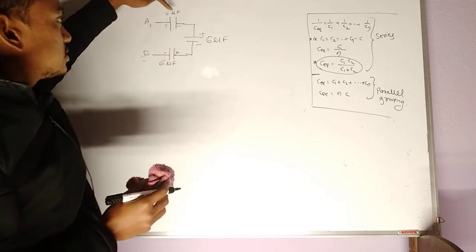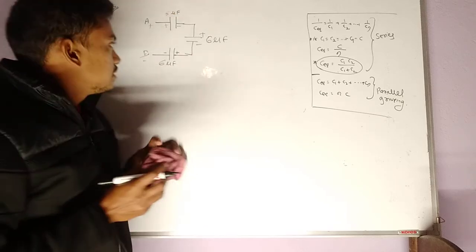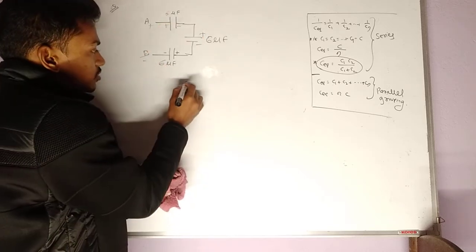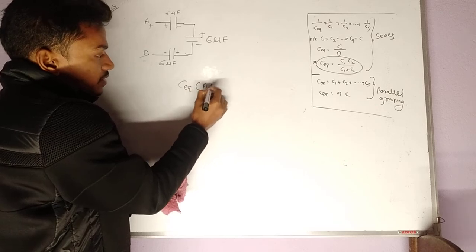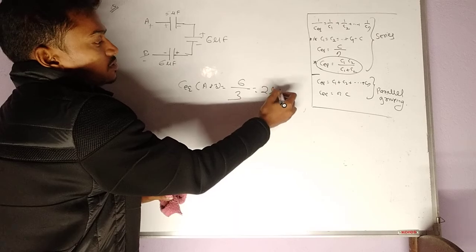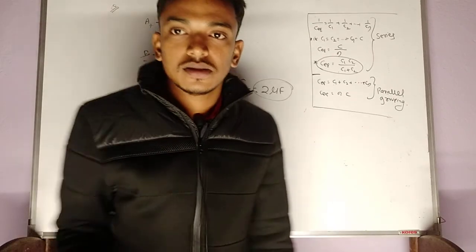Now see, this 6 microfarad, this 6 microfarad and 6 microfarad are in series grouping, since negative connected to positive, negative connected to positive, or in a single branch. So C equivalent between A and B will be 6 by 3, that's equal to 2 microfarad, and this is the answer. Okay.